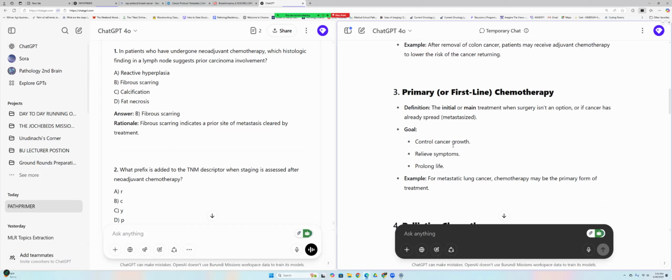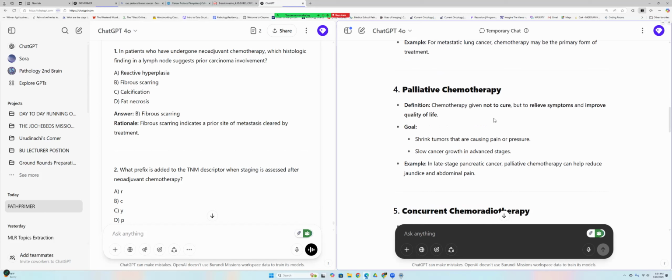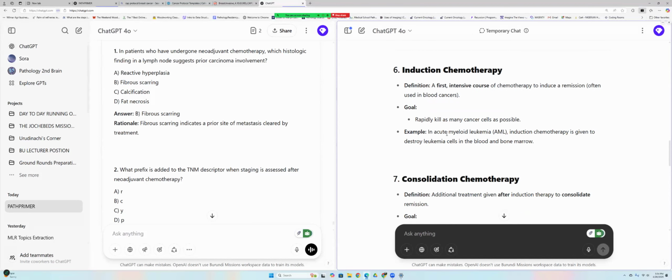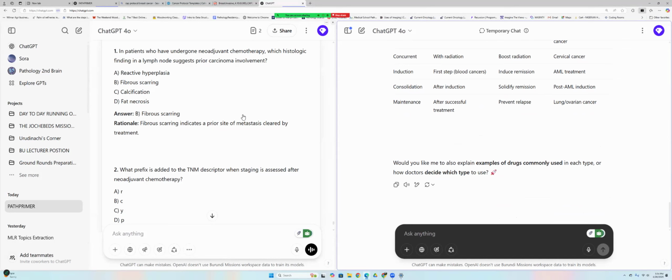Cancer has already spread, so it is used to control cancer, relieve symptoms, and prolong life. That's primary chemotherapy. Then palliative chemotherapy is not for cure. It relieves symptoms and improves quality of life. Concurrent chemotherapy is given together with radiation, that's what we call chemoradiation. Induction chemotherapy is used more in heme malignancies like leukemia. The first cycle is to induce a remission. After that, you do consolidation therapy, and then maintenance therapy. That's for leukemia, so we'll come to that later.